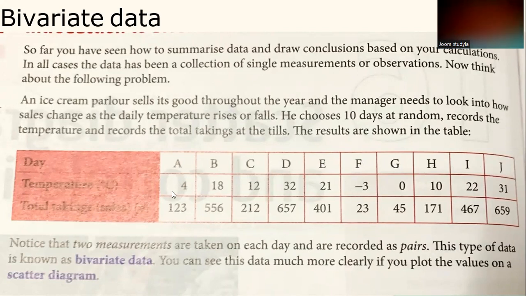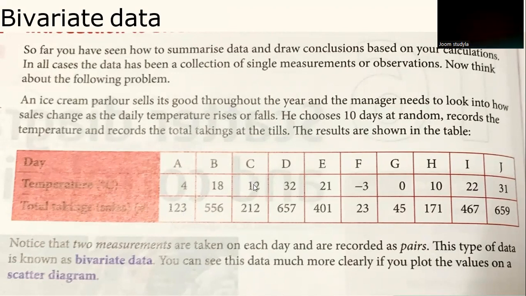So when the temperature is 4 degrees Celsius, the total takings on sales is 123. It shows that when the temperature is cool, the total sales is low, about 123. On the second day, when the temperature is up to 18, the total sales increase, from 123 to 556.